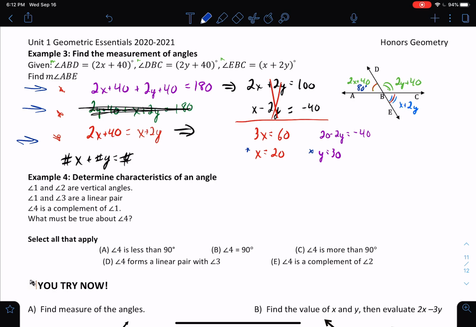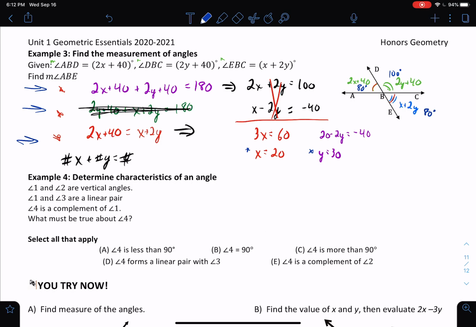I get 2 times 30 is 60. 60 plus 40 is 100. All right, and then x plus 2y, 20 plus 2 times 30, that's going to also give me 80 degrees, which checks out. Our vertical angles, 80 and 80, are congruent. Our linear pairs, 80 and 100, are supplementary. So that works with these angle relationships that should exist in this problem.